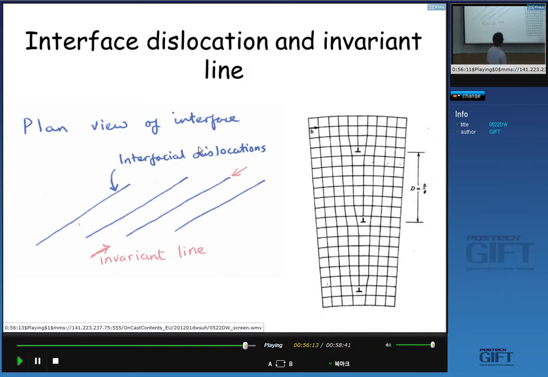That is similar to this case, the movement of a low angle boundary. This is the interface and this is the dislocation line. And think about the vector perpendicular to this screen. Is it affected by the movement of this interface? The vector perpendicular to this screen is not affected by the passage of the interface. So there is a line which is not changed by the transformation. So the deformation which is associated with austenite to martensite transformation is an invariant line strain.